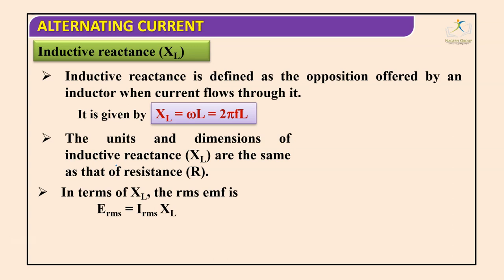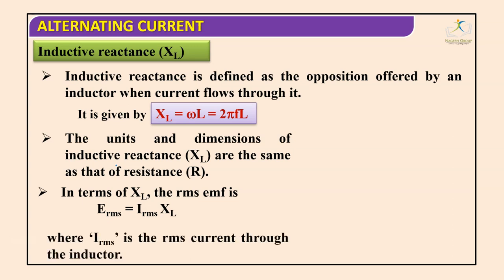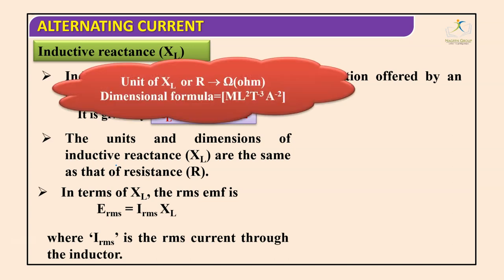In terms of XL, the RMS EMF is E RMS is equal to I RMS into XL. Earlier we took V is equal to IR. Similarly, E RMS is equal to I RMS, and in the case of an inductor we just put the value XL over there, where I RMS is the root mean square value of the current through an inductor. The unit of XL or R is ohm. The dimensional formula is M L squared T to the power minus 3 A to the power minus 2.